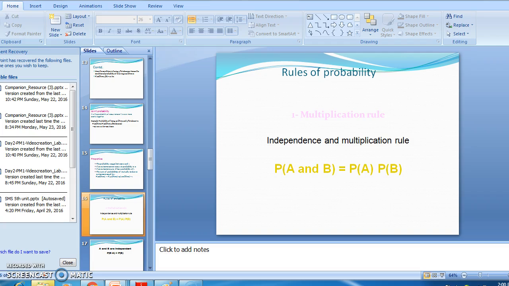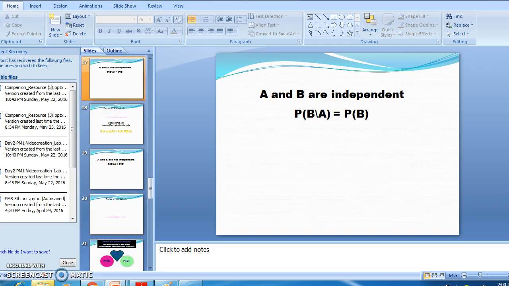Let's see some rules of probability. First is the multiplication rule. If two events are independent, the multiplication rule is: probability of A and B, that is the joint probability of A and B, is equal to the probability of A into the probability of B. If A and B are independent, conditional probability becomes simple probability, that is P of B under the condition of A is equal to P of B itself.